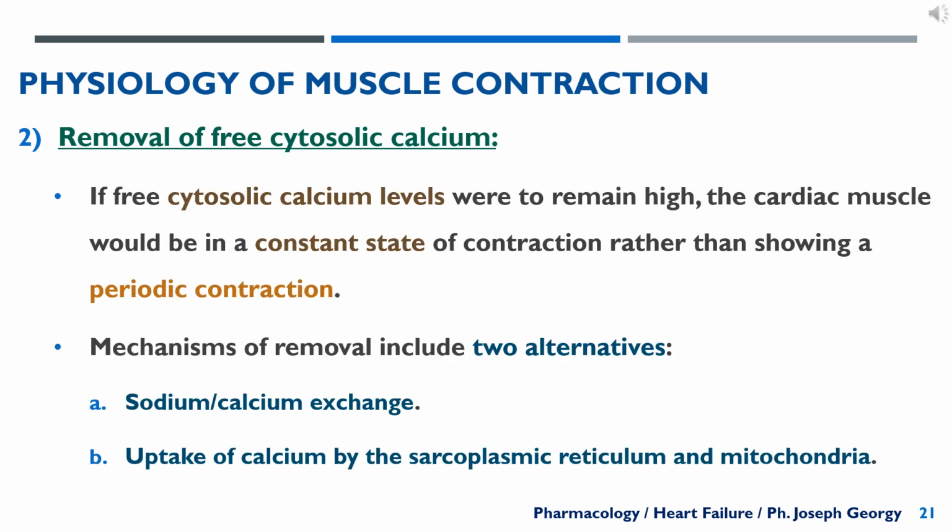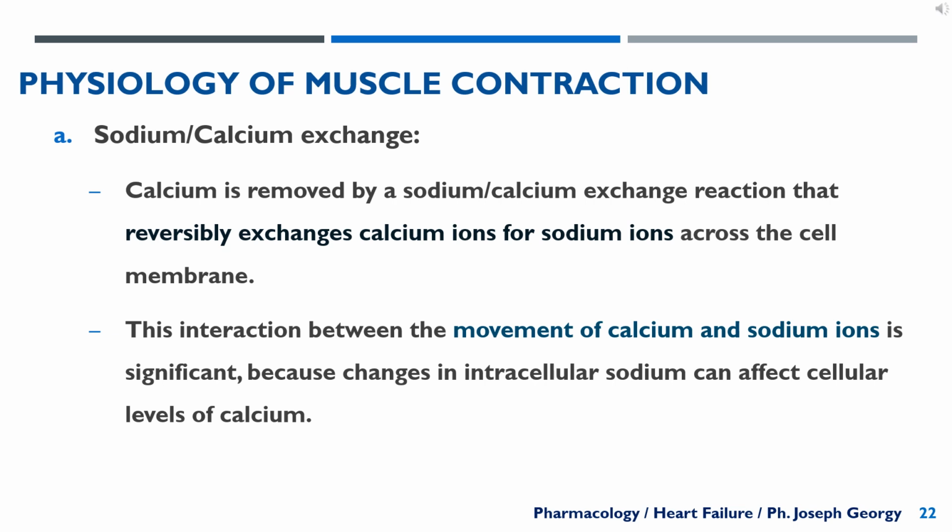Another important point here is the removal of free cytosolic calcium. Actually, if free cytosolic calcium levels were to remain high, the cardiac muscle would be in a constant state of contraction rather than showing a periodic contraction. Mechanisms of removal include two alternatives: sodium-calcium exchange, and on the other hand, uptake of calcium by the sarcoplasmic reticulum and mitochondria. Okay, what about sodium-calcium exchange? Calcium is removed by a sodium-calcium exchange reaction that reversibly exchanges calcium ions for sodium ions across the cell membrane.